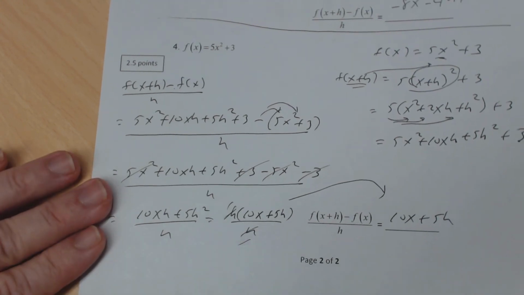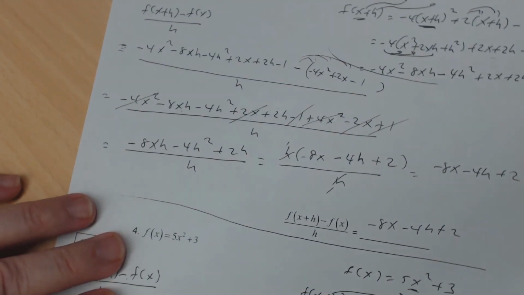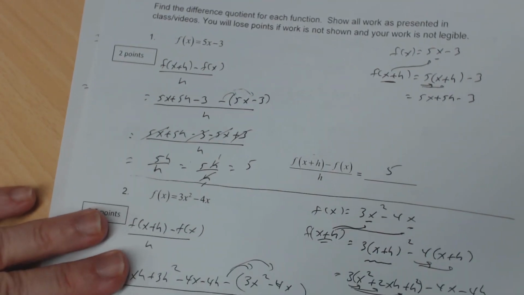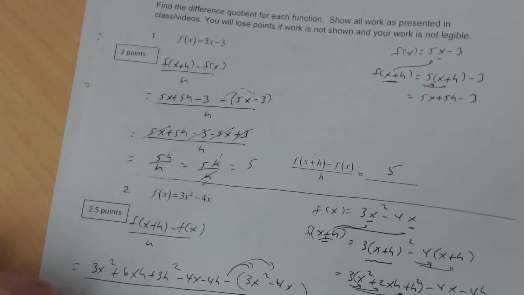Alright, so that's the key to worksheet 2.2, part 5, which is on the difference quotient. Notice this was linear and the other three were quadratic.